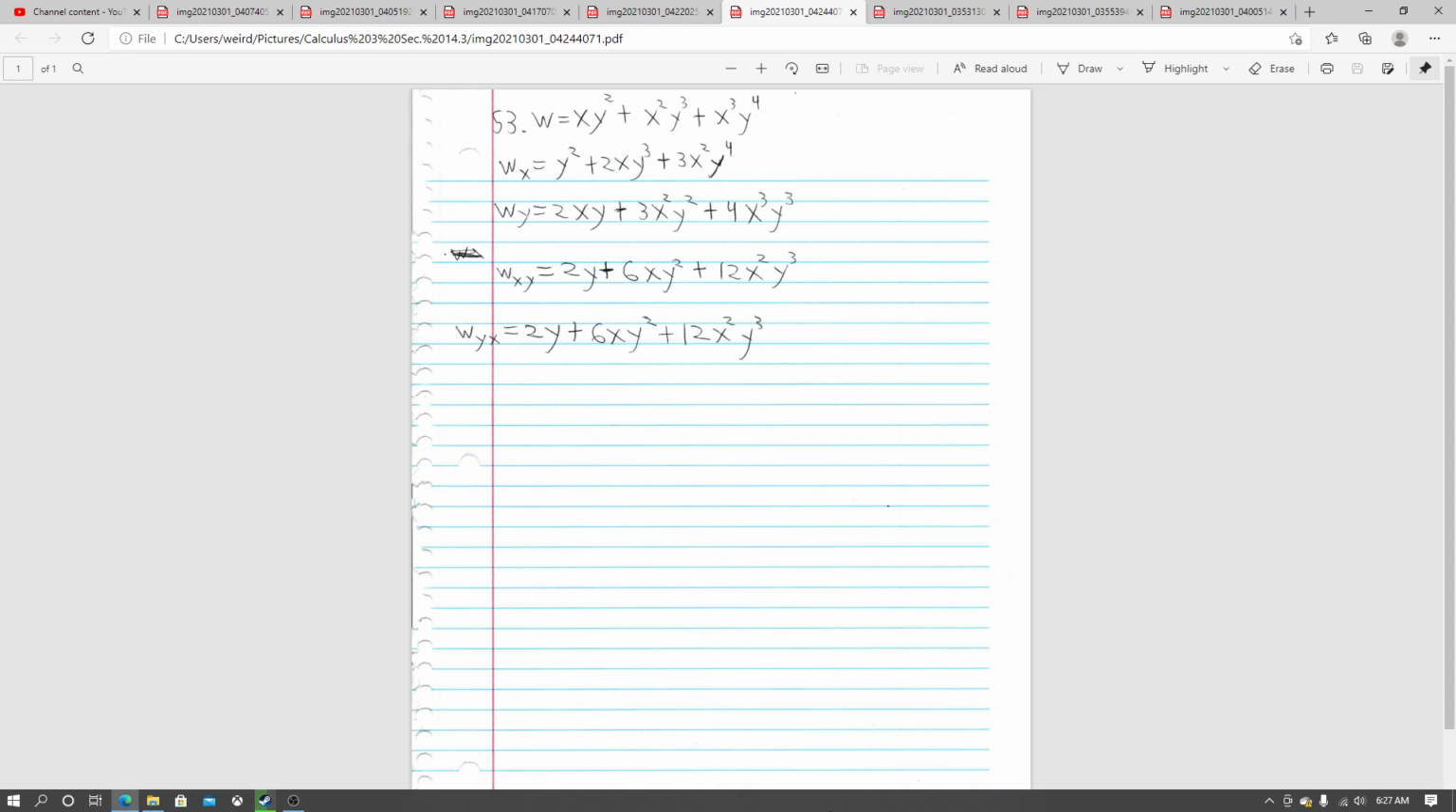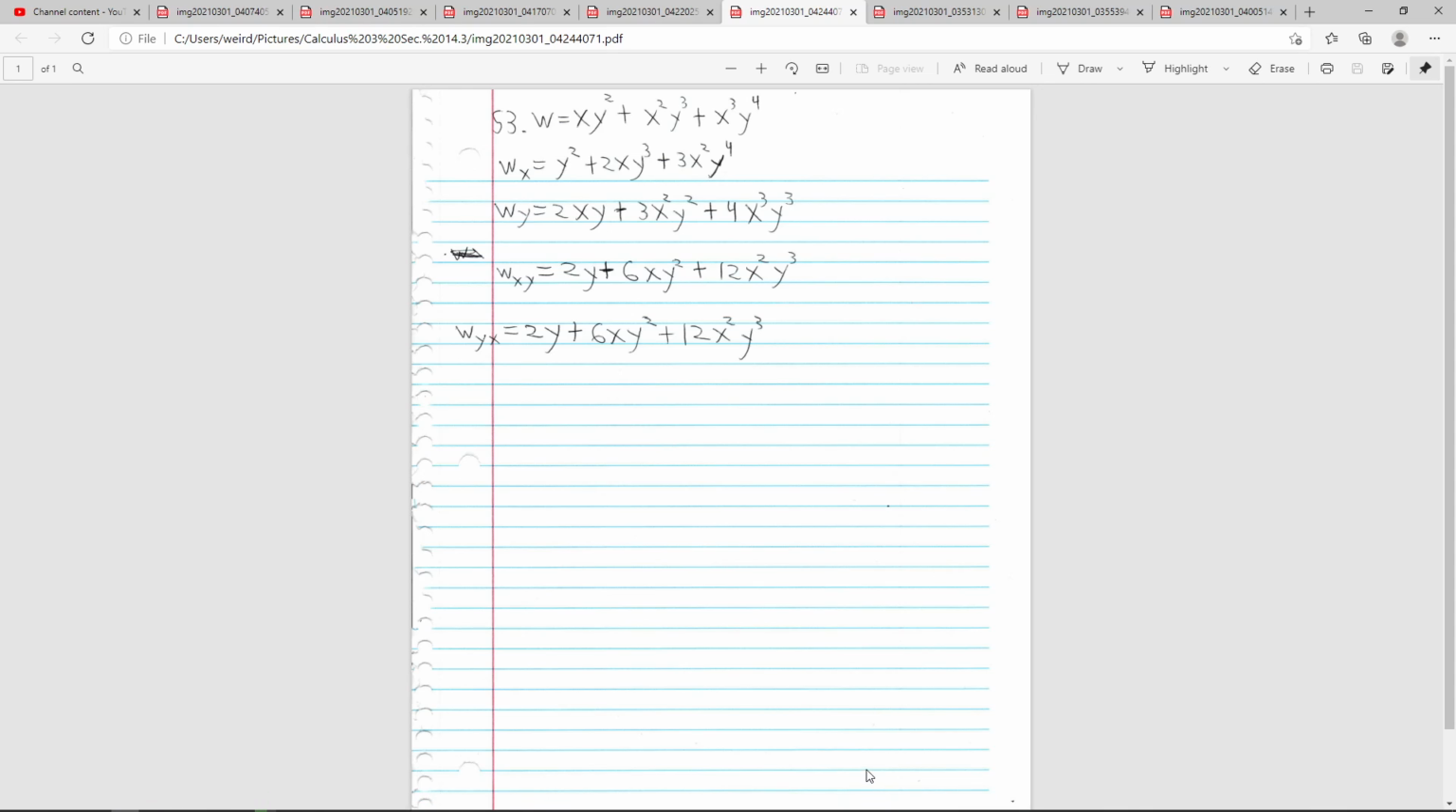Generally speaking, the second order ones of that type when they're mixed are equal to each other in this course. In a course like differential equations, you actually might have to look at that one time, and sometimes it doesn't always work out.